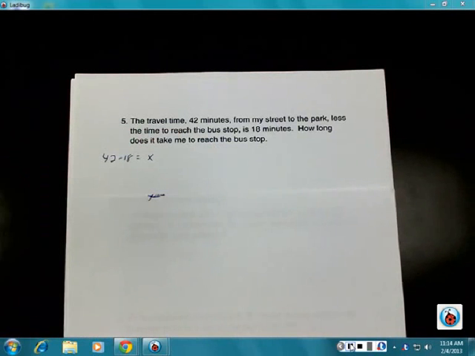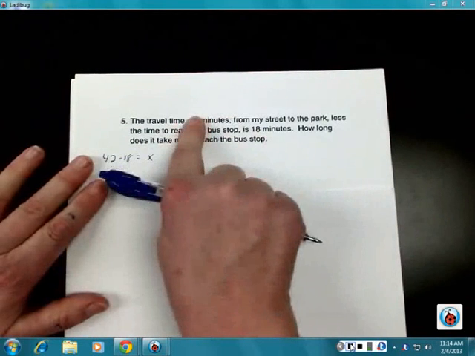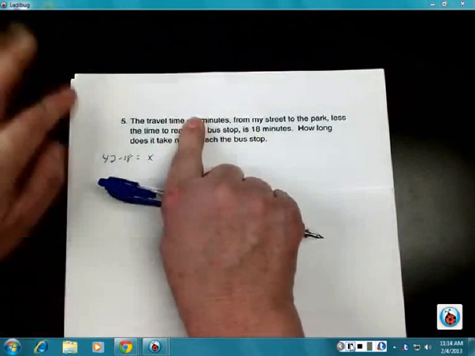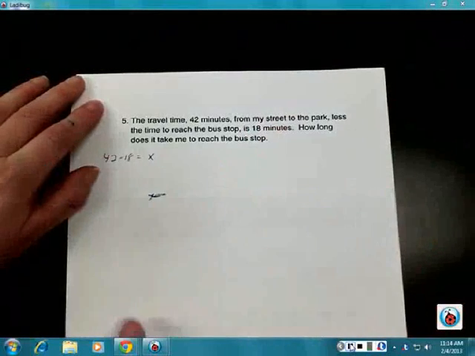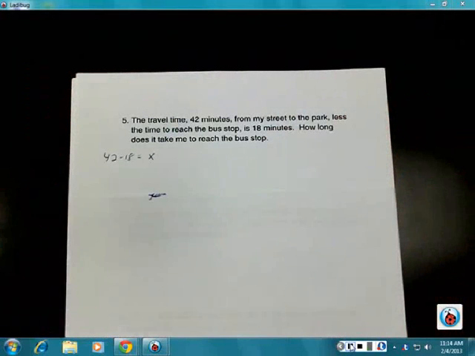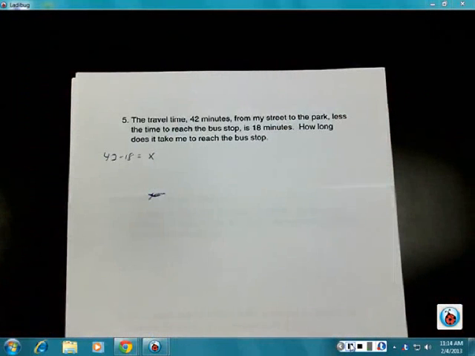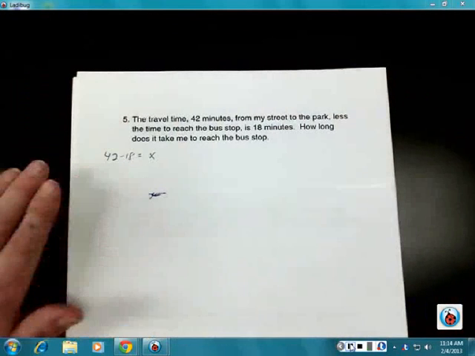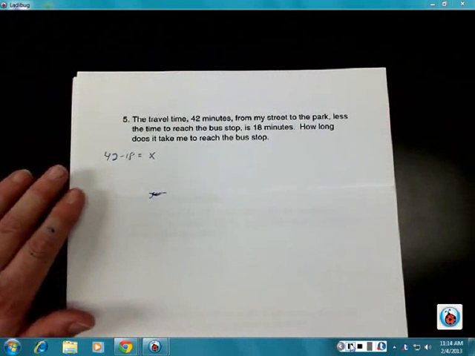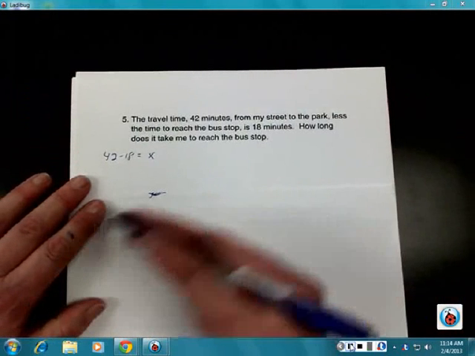I don't know if I'm correct, so don't hold anything against me. Travel time, 42 minutes. 42 minutes is the full amount of time it takes you to travel from your street to the park. So wouldn't that be 42 to the park equals? Less the time to reach the bus stop, which is 18 minutes. So what do we have going on here? I think it's mixed up.